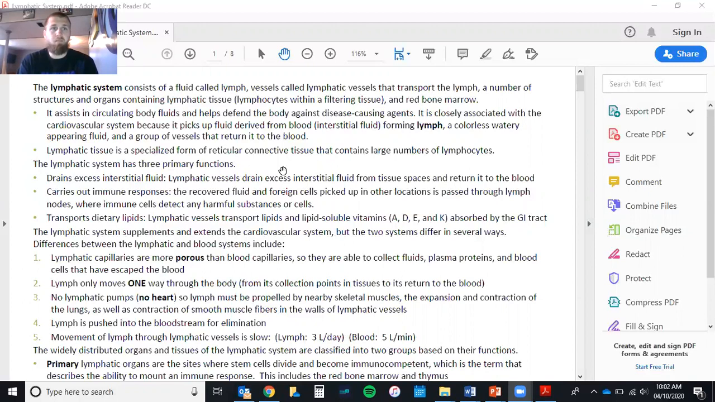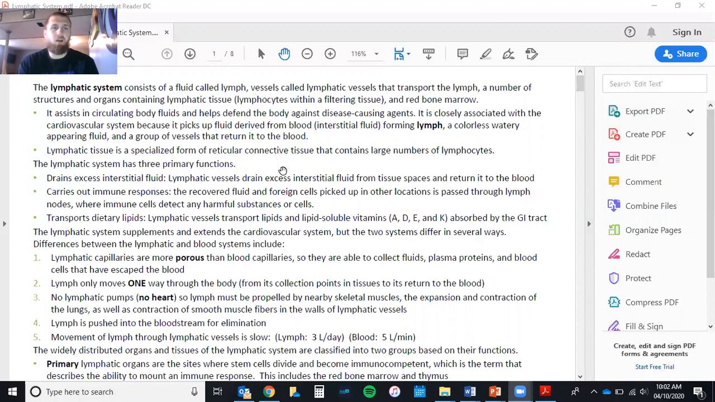So once again, there's a lot of overlap between the blood and the lymphatic system. And we also learned in our last lecture that red bone marrow is where red blood cells, white blood cells, and platelets are made, all those cells that make up our blood. So there is another example of an overlap.